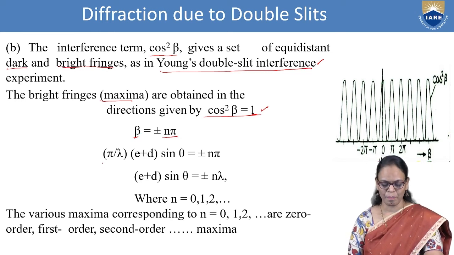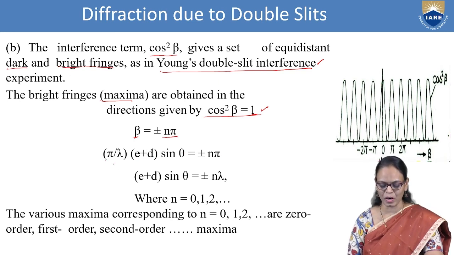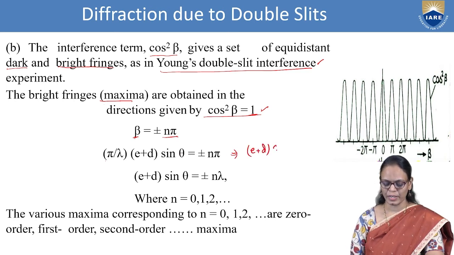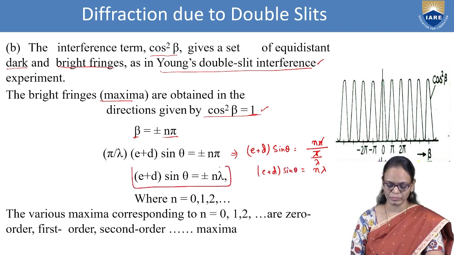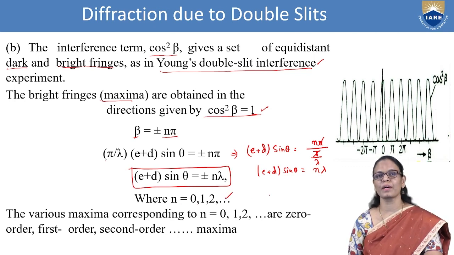We have taken pi by lambda into (e plus d) sine theta. That should be equal to n pi. If you take this onto the other side, I can write (e plus d) into sine theta is equal to n pi upon pi by lambda. So pi and pi will get cancelled, and lambda goes to the numerator. So, (e plus d) into sine theta is equal to n lambda, where n takes on the value 0, 1, 2 and so on.